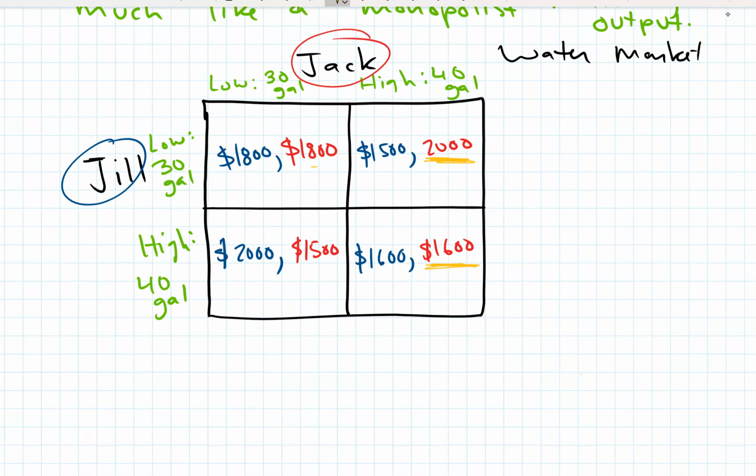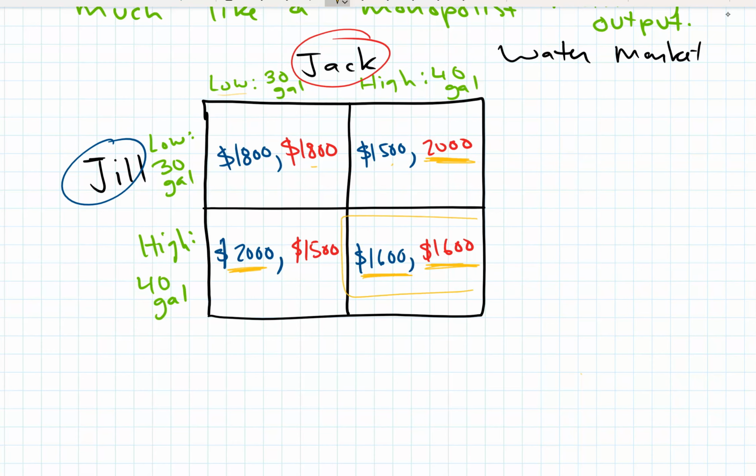Now, if Jack chooses low production, Jill will choose high, right? That's going to push the price down, doing low for Jack, but then you can sneak in and produce high, and you can make more money because they pushed the price down by going low. And then if Jack does high, then Jill definitely should do high.